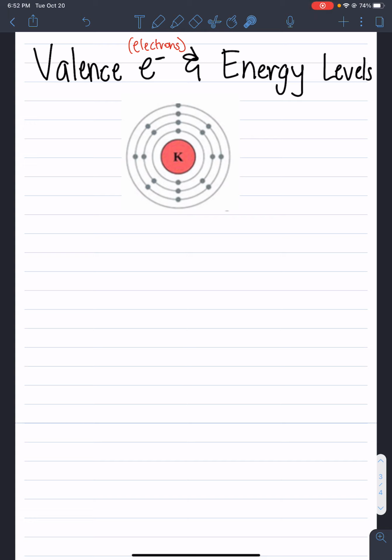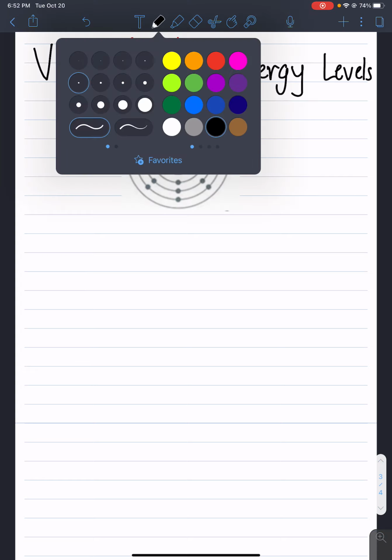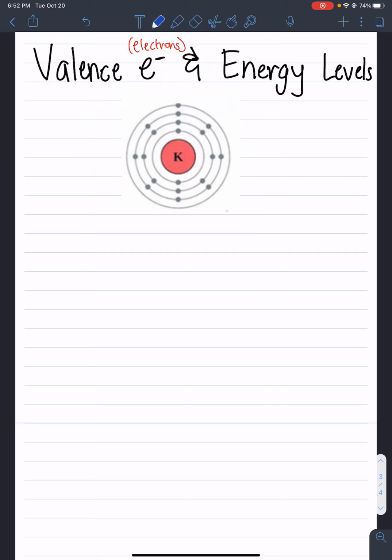So first, let's label this one with what a valence electron is and what an energy level is. You can do this now, or later on we're going to draw some that you can label. So if you don't want to have to draw this whole thing out, you can do this later. But right here, this is a valence electron. And we have talked about this before, how the valence electron is what's in the outermost shell. So that's what that is.